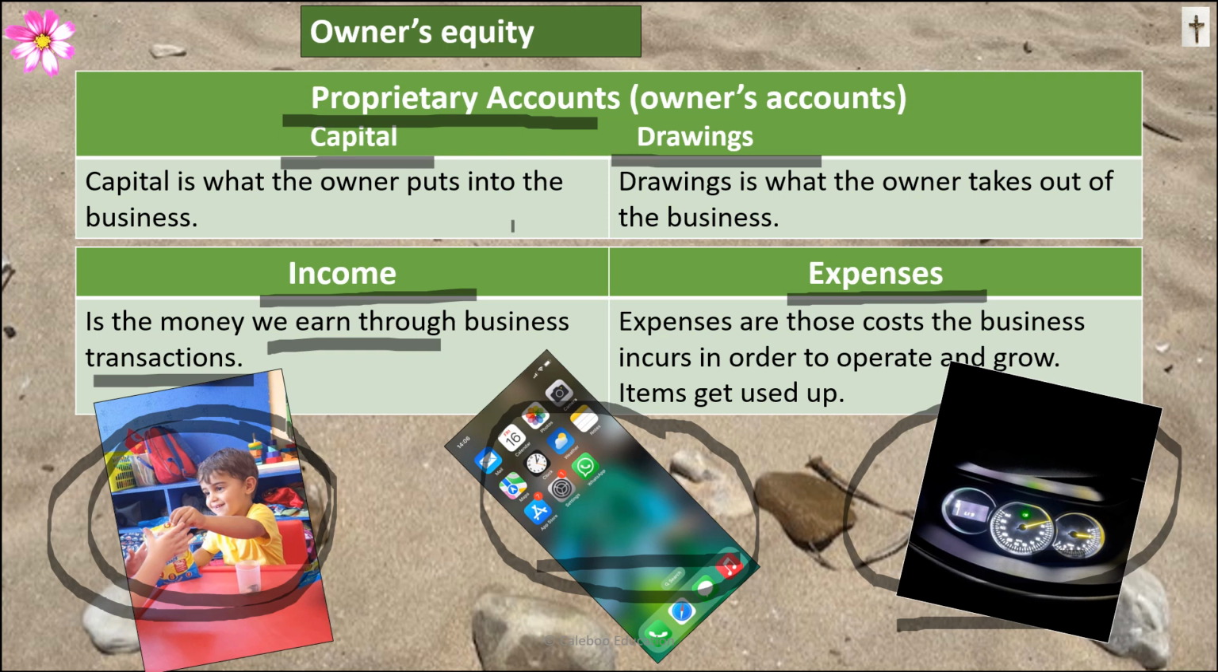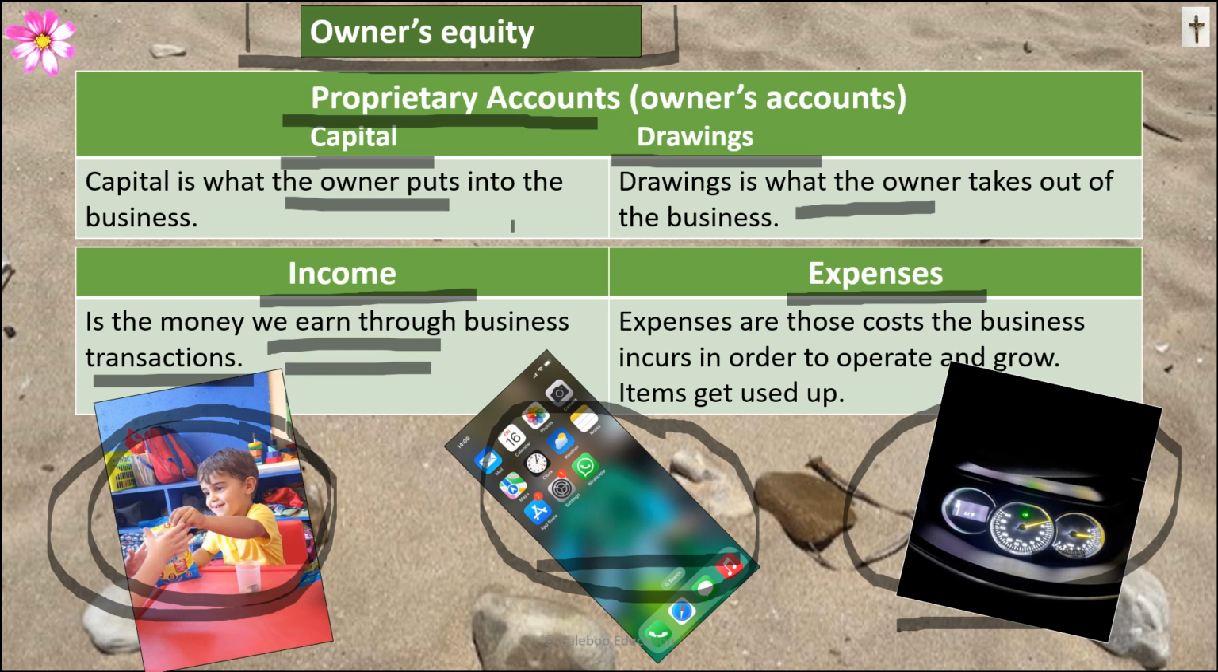So what we have here, and I'll introduce this acronym. Remember, we're looking at owner's equity. What is owner's equity? Owner's equity is what the owner puts into the business, capital, what the owner takes out of the business, drawings, plus the income earned by the business, less the expenses. And while I'm on this slide, income less expenses is either equal to a profit or a loss.